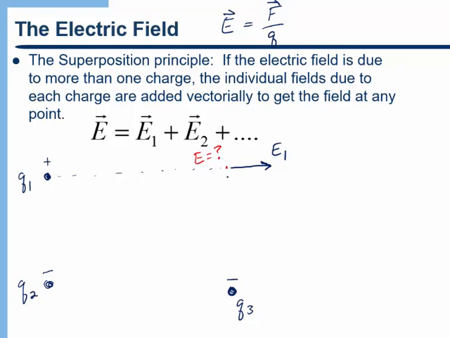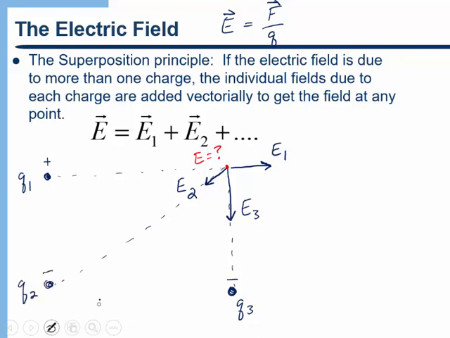The electric field created by charge Q3, since Q3 is negative, would be towards it. I'm going to draw it a little bit bigger because Q3 is closer to that point. And the electric field created by charge 2 at that point would also be towards it. I'll make that one a little bit smaller because Q2 is farthest away. So those would be the three electric fields created by those three charges at this point in space. There's nothing at that point in space except the electric field itself. So how would we find the net electric field, or the total electric field at that point in space?